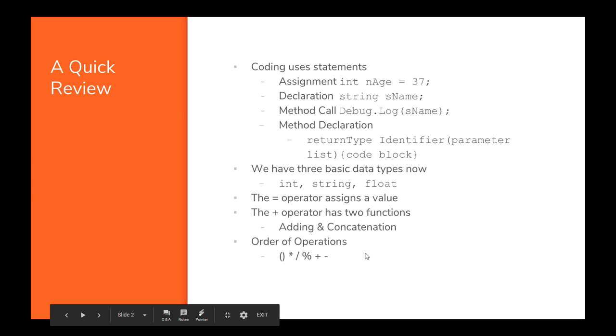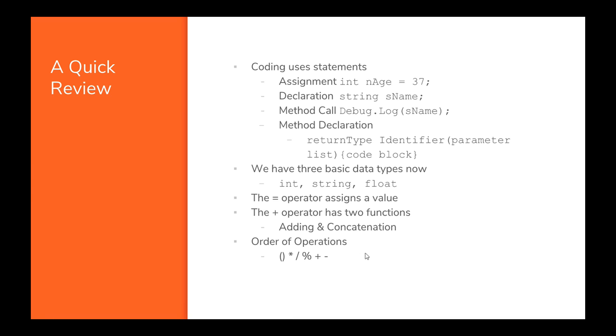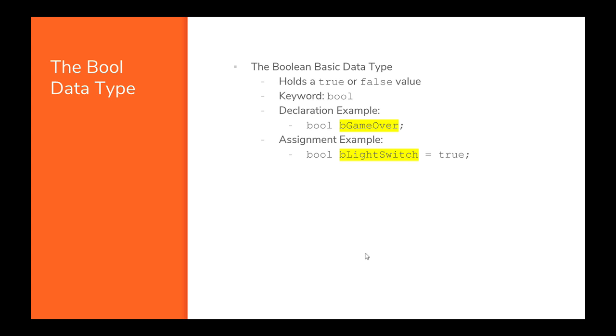All right, so moving on. Now, we have a new data type. It's the Boolean basic data type. It holds one of two values, true or false.